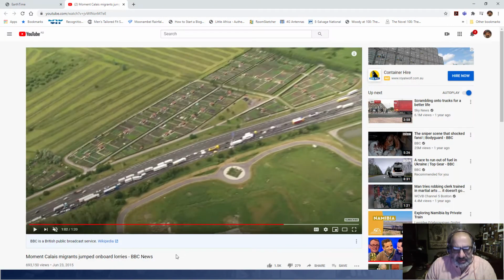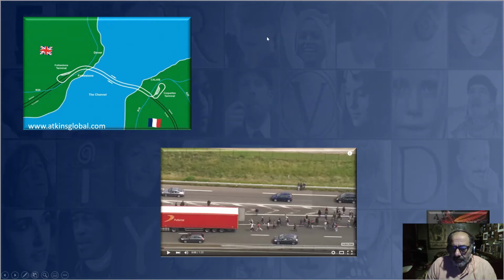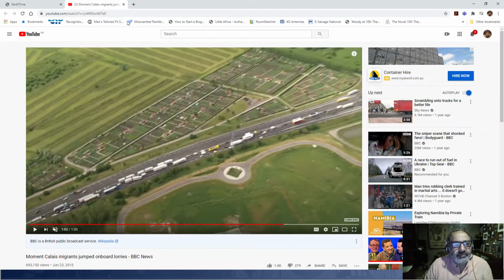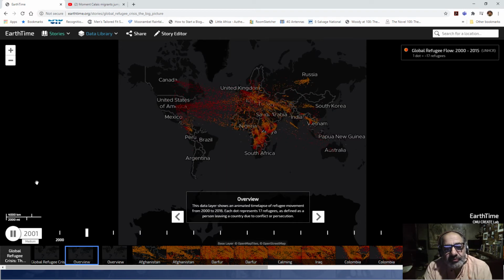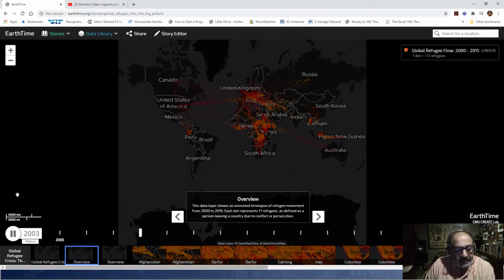So what has that got to do with us? Well, I'll show you that once again in a different context. Have a look at this map here. This is refugee flows, and just watch the direction from 2000 to 2016. Watch the direction of the dots to see the movements of people. So it represents, one dot is 17 refugees, and you can see pretty significant flows occurring.